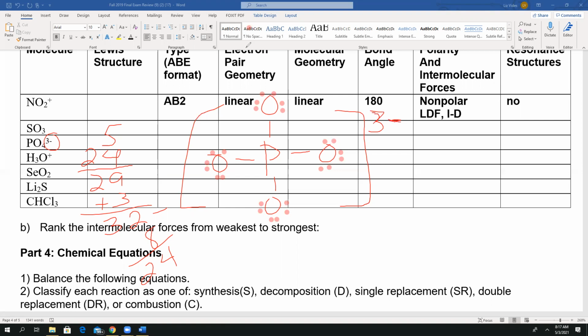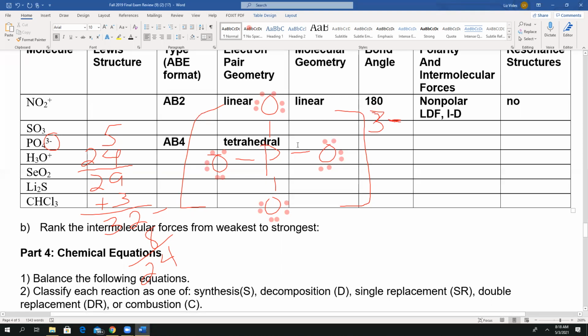Okay. Now to fill it out, we look at it and we say, okay, that is an AB4, right? Because you have a central atom bonded to 4 different things, which makes this tetrahedral. Molecular geometry is also tetrahedral because it doesn't change. It means our bond angle is 109.5. Is it polar? No, it's not. It's non-polar.